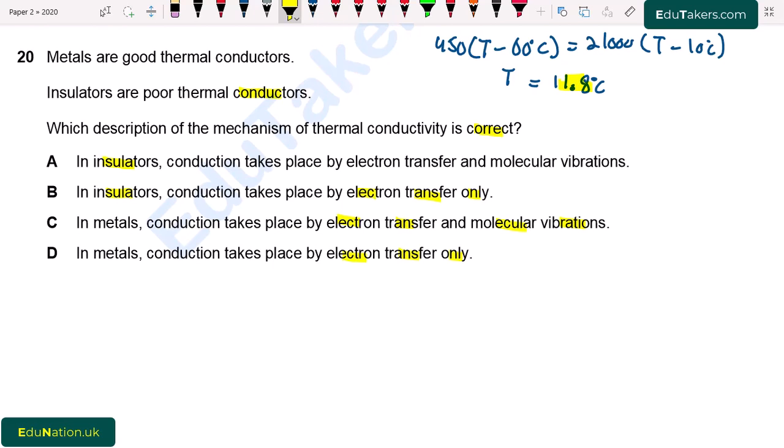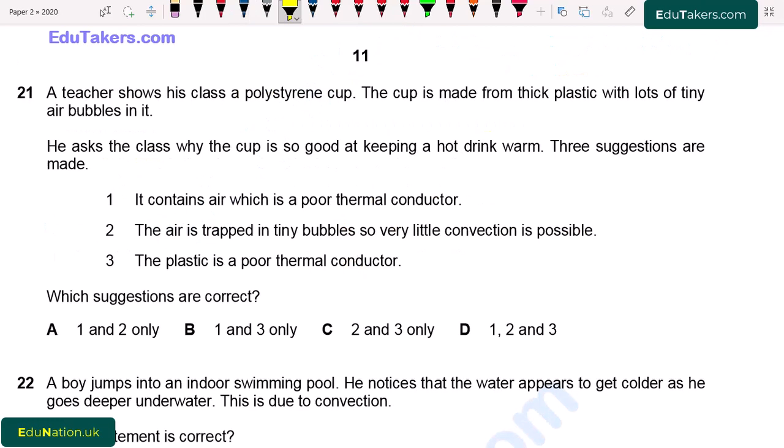So from here, we know that in the metal there are free electrons, and in the insulators the electrons are not free, they are fixed to their position. So in the metal, conduction takes place by the electron transfer and also by the molecular vibration. So from here option C is correct.